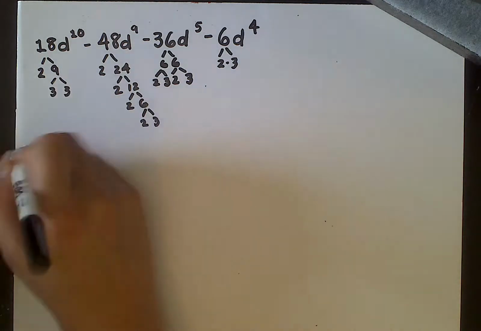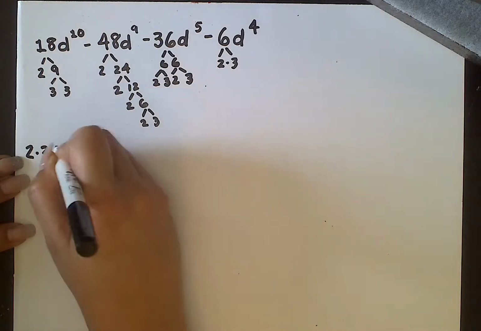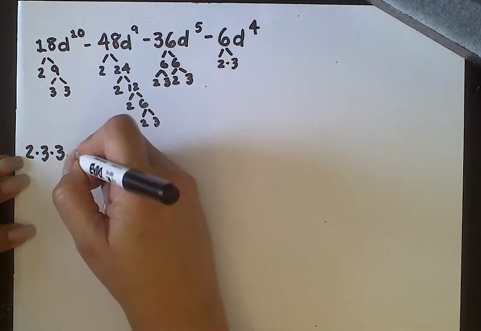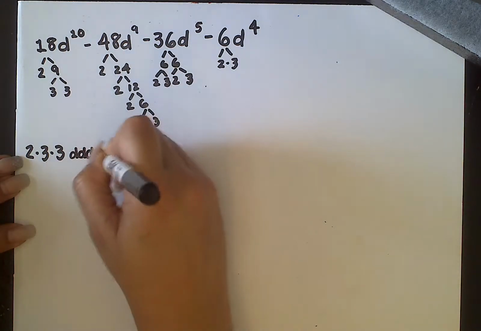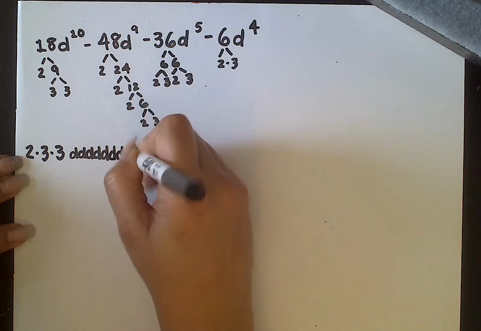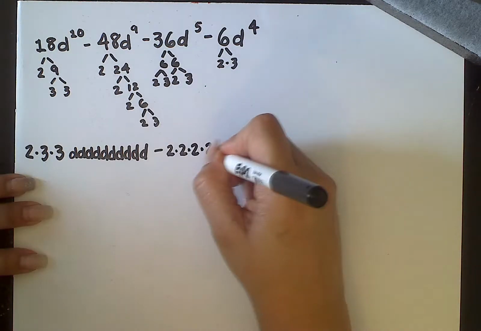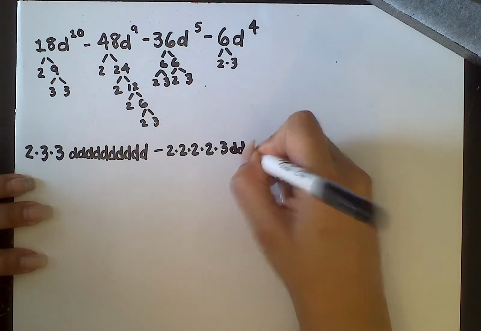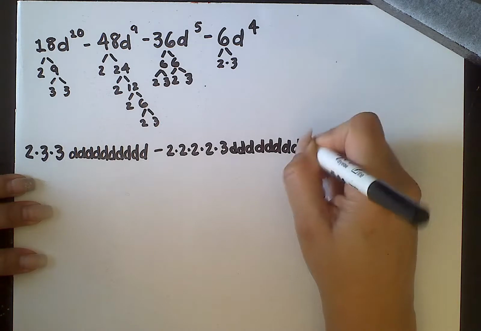Let's just expand. So that's going to be 2 times 3 times 3. Now 10d to the 10th power means, yep, I'm going to write it all out. 1, 2, 3, 4, 5. 1, 2, 3, 4, 5. 2, 3. And then 1, 2, 3.